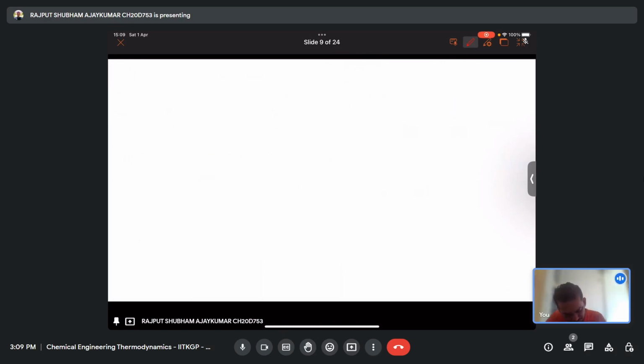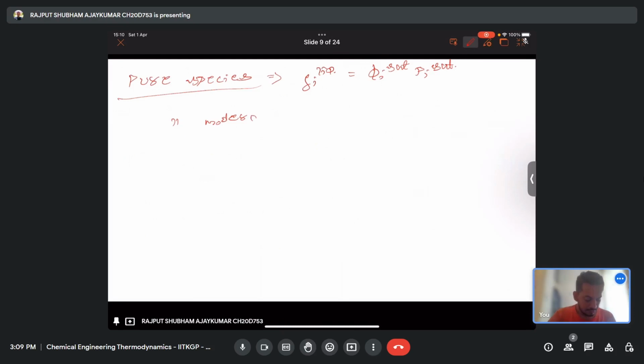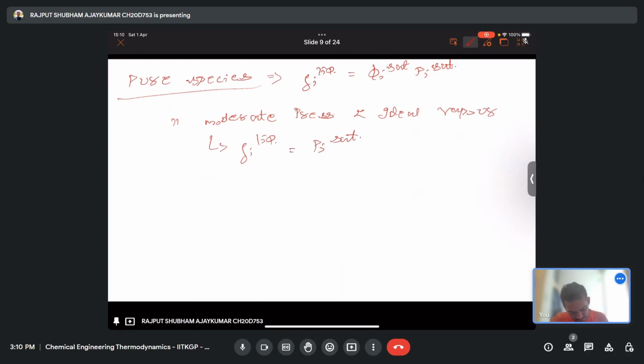Now if you take a pure species, fi of liquid is equal to Pi sat, and for a pure species at moderate pressure and ideal vapor, Pi sat. Okay, so these are some of the things.